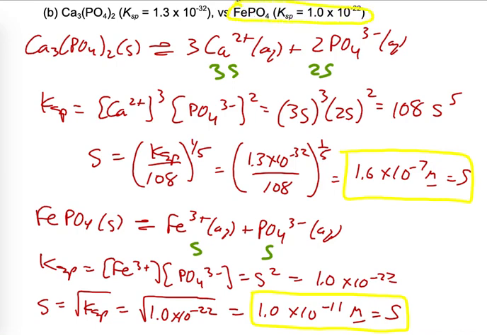So take-home message, you cannot judge the relative solubilities of ionic compounds by comparing their KSP values unless the dissolution and dissociation stoichiometries are the same. If they're different, you have to do the calculations.